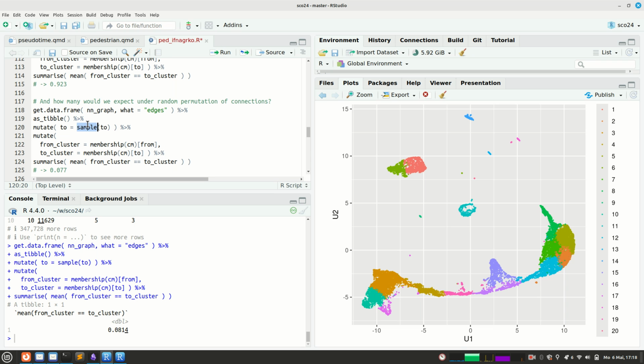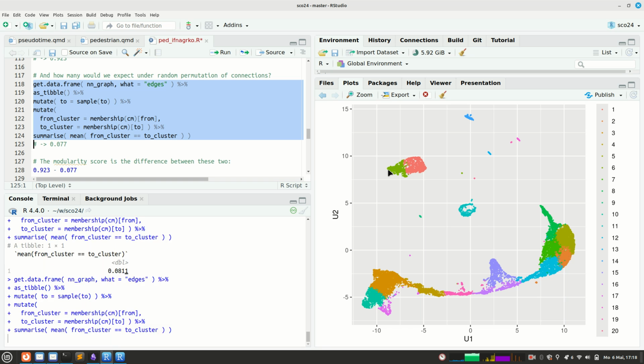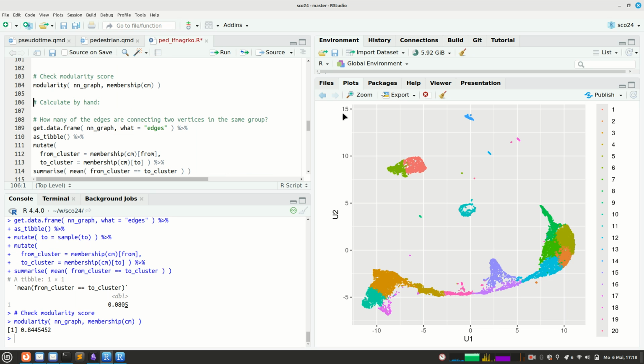Here I used a random sample, so I made a random permutation. This is why I should execute this code here a couple of times to see what values I get. 8.1%, 8.2%, 8.2, 8.3, 8.1, 8.1, and so on. On average, 7.7%, strange. Just an hour ago, it was always 7.9%, not 8.2%, which is a bit annoying now, but let's ignore that. And if I now subtract these two, then I get the modularity score that this thing has calculated up there.